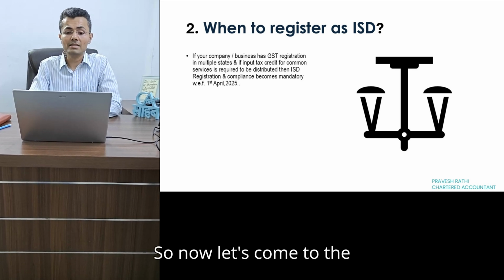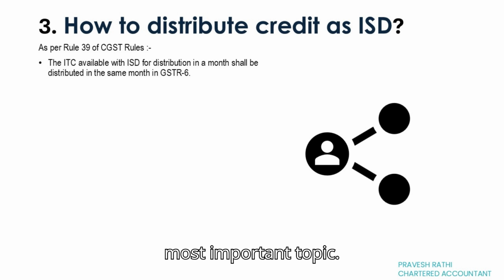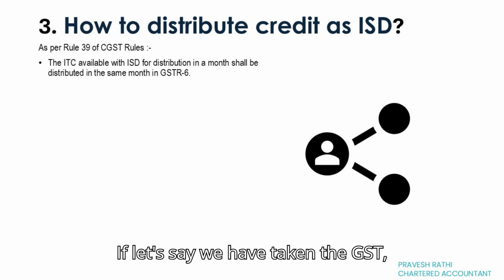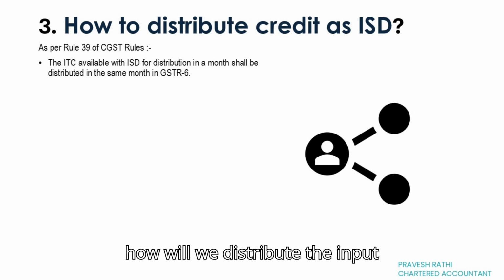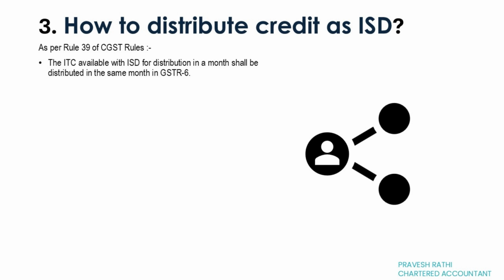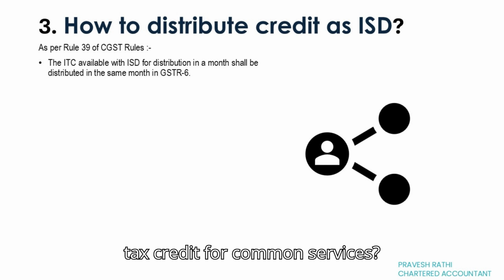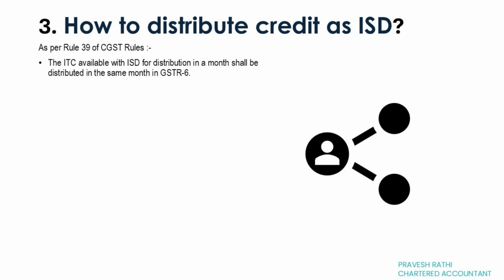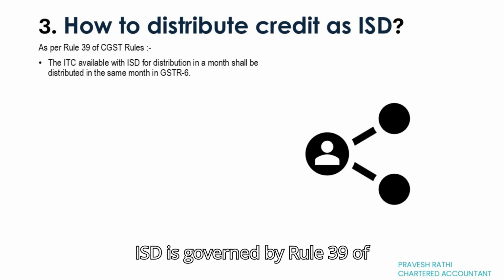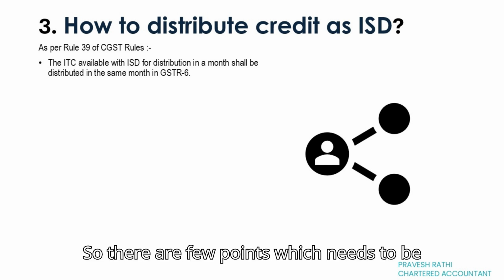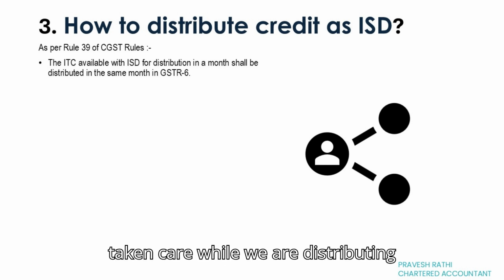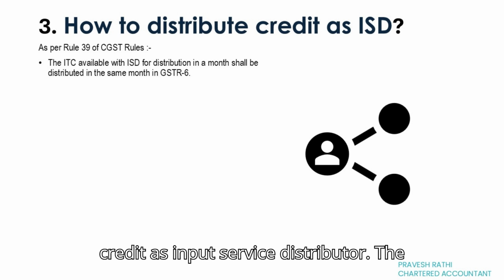So now let's come to the most important topic. Let's say we have taken the ISD registration, how will we distribute the input tax credit for common services? Distribution of credit by ISD is governed by Rule 39 of the CGST Rules 2017. So there are a few points which need to be taken care of while we are distributing credit as an Input Service Distributor.